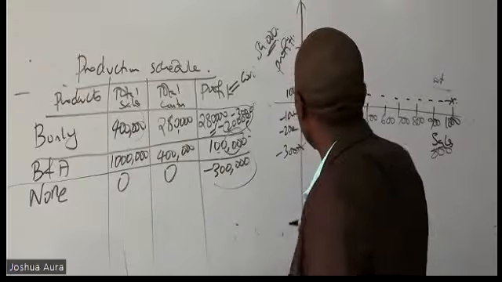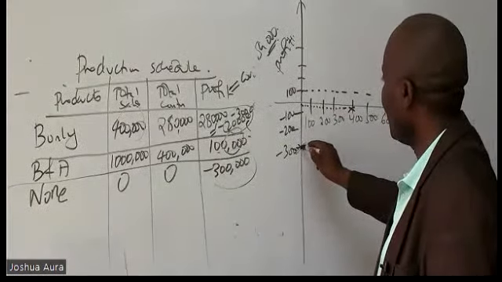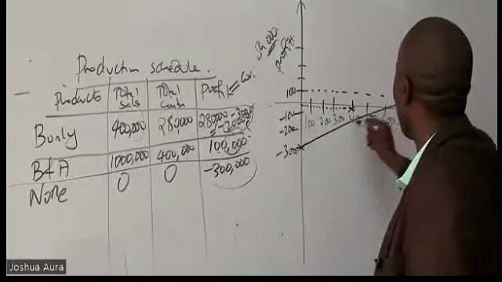And then you will join the 2 points end to end with a ruler.